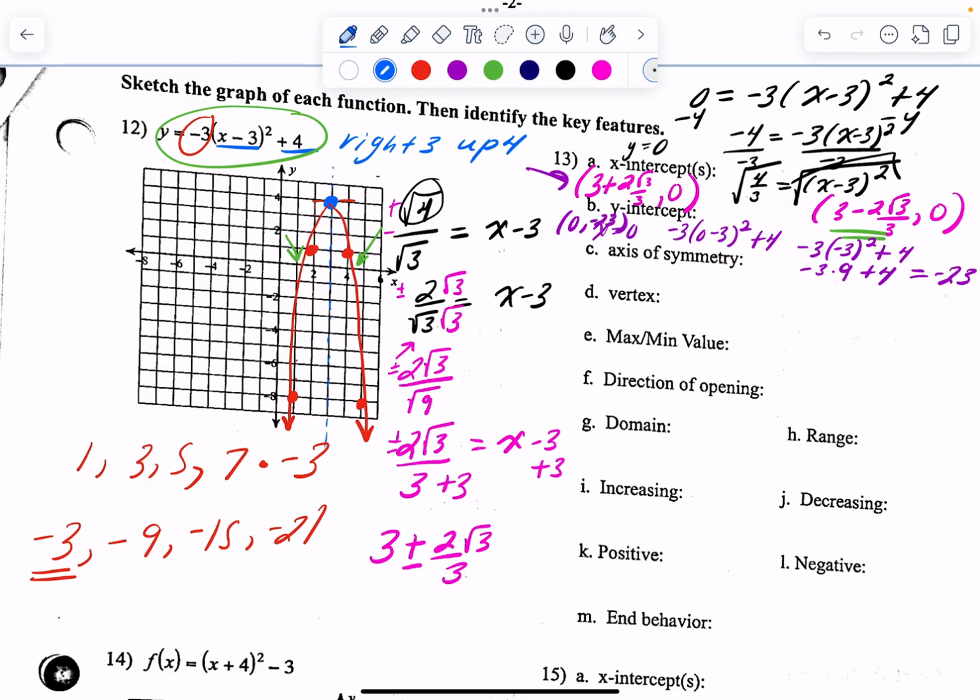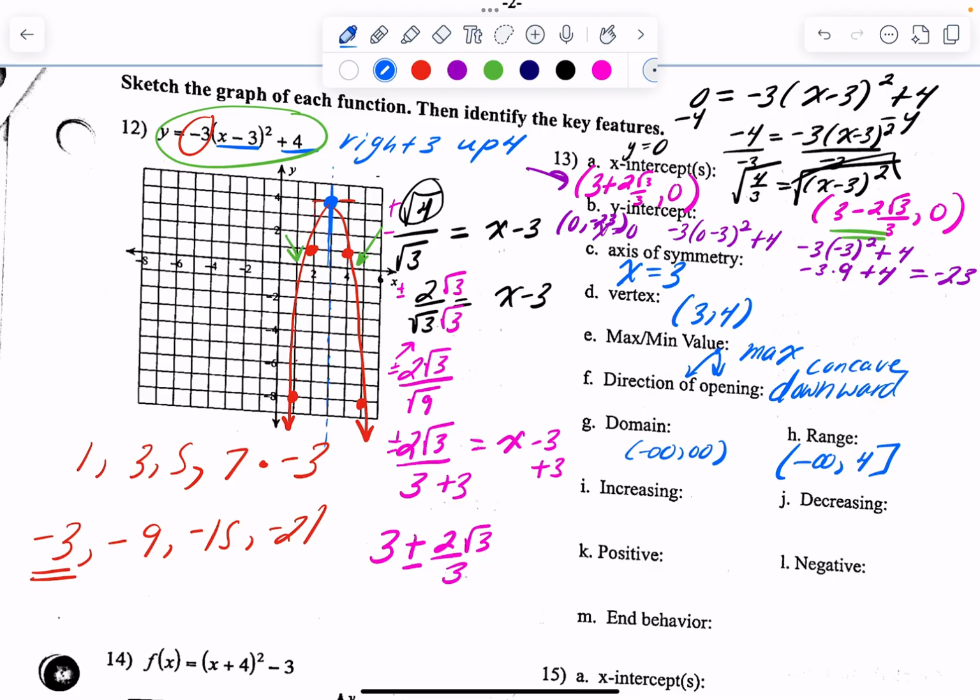Axis of symmetry is easy on this one because we can see our vertex here. So our axis of symmetry is at x equals 3. Our vertex is (3, 4). It opens down. It's concave down. So it's a max. Domain is negative infinity to infinity. Our range is negative infinity up to 4. Right? Negative infinity up to 4 is the range.